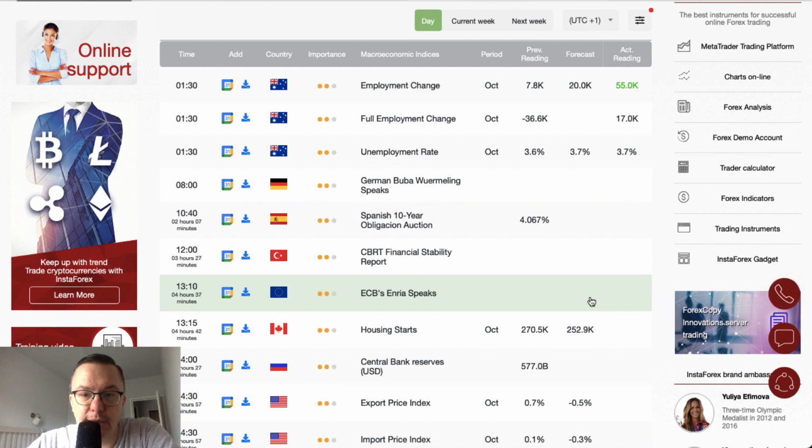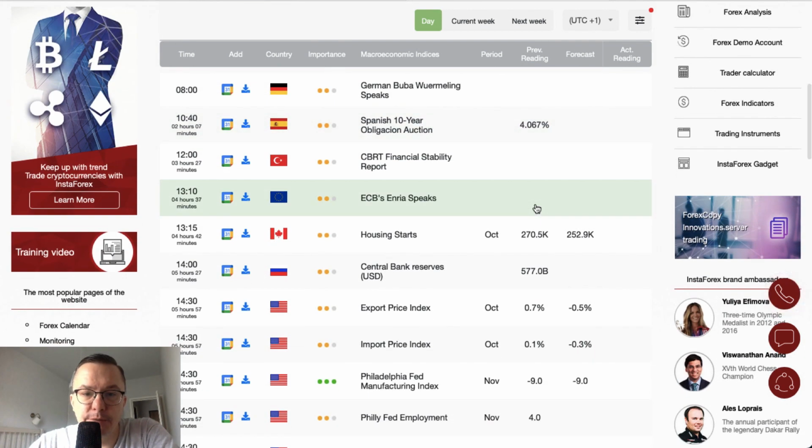Employment change and the unemployment rate data from Australia has been published overnight. As you can see, the unemployment rate hikes towards the level of 3.7 as expected, and unemployment change is better than expected with 55,000 people while the forecast was only 20,000.